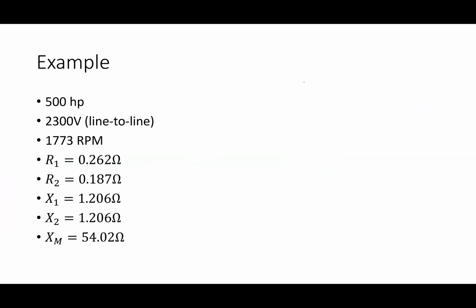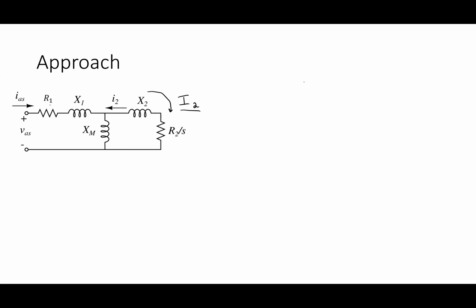Here's the example that I have. This motor is a 500 horsepower motor, and it's got 2300 volts line to line. Those are the parameters, and it's rated to operate at 1773 RPM. That's his rated condition. Here's my basic approach to this, because this is the question you guys are going to ask. I asked you to do some analysis with this in the homework. It's similar to number 2 and number 3, really.